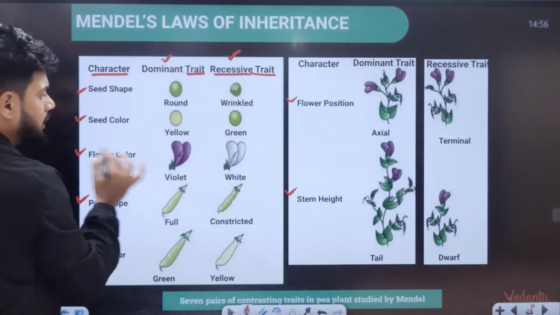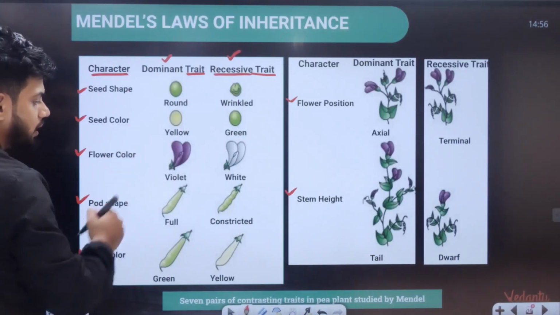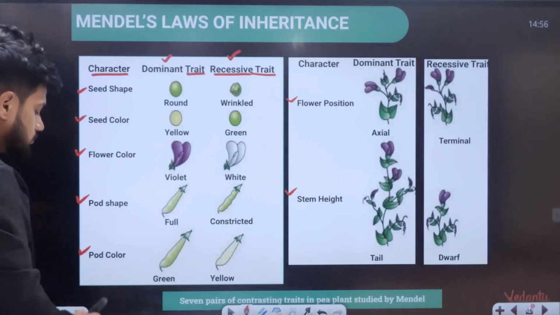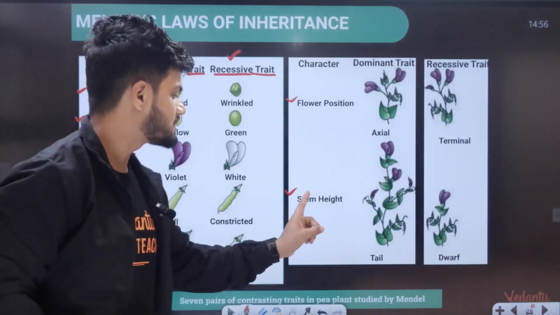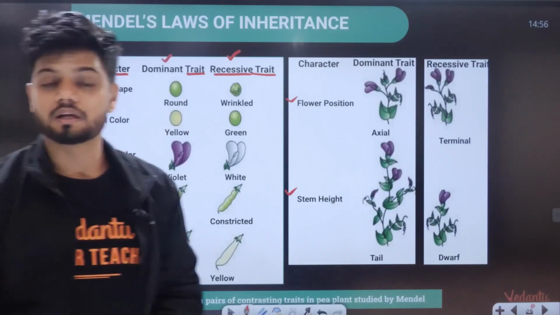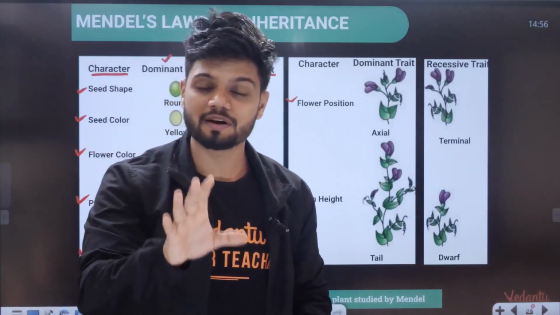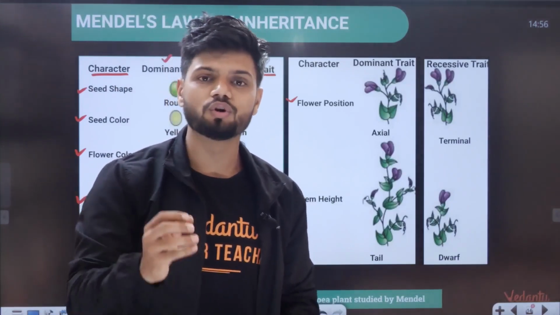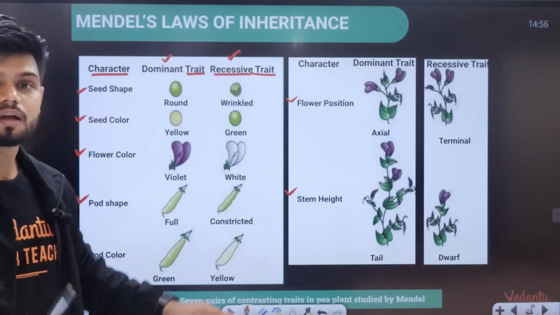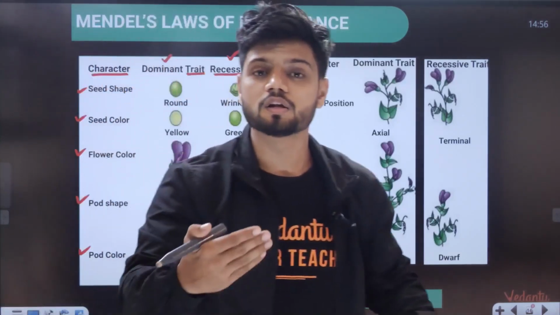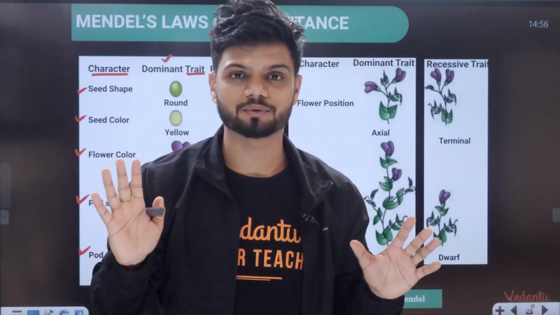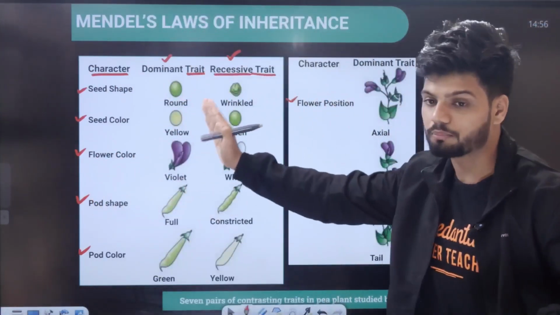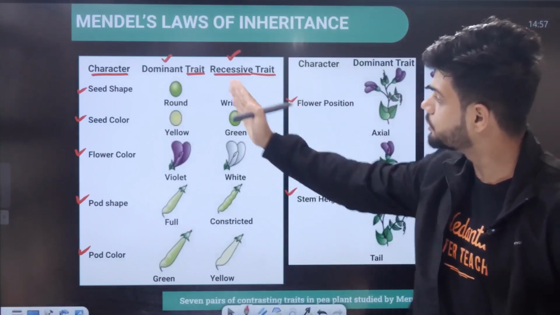Now, seed color yellow and green, flower color violet and white, pod shape full and constricted, pod color green and yellow, flower position axial and terminal, stem height tall and dwarf. For example, there was a PYQ in your KCET. They asked this in KCET. They asked, which of the following is not a character chosen by Mendel. It's a very simple direct question. Remember the entire table. All of you should remember the dominant ones especially, because mainly the questions come from the dominant trait.